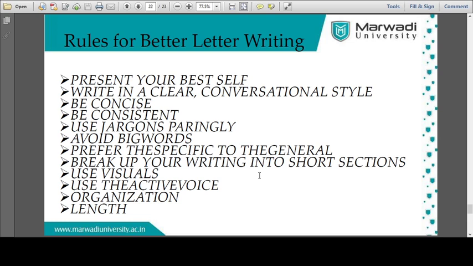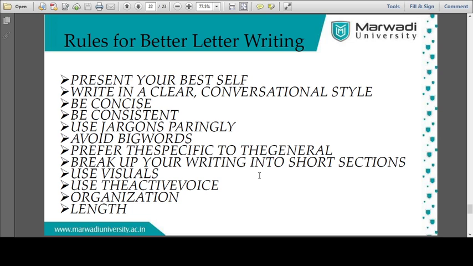Generally, we need to use common or general vocabulary. And it should be specific rather than general. And we need to break up our writing into short sections.